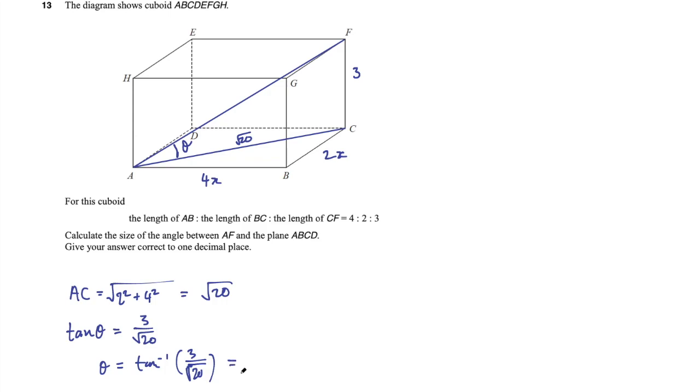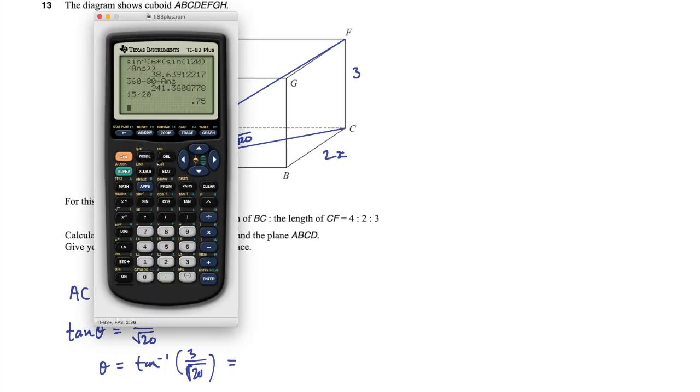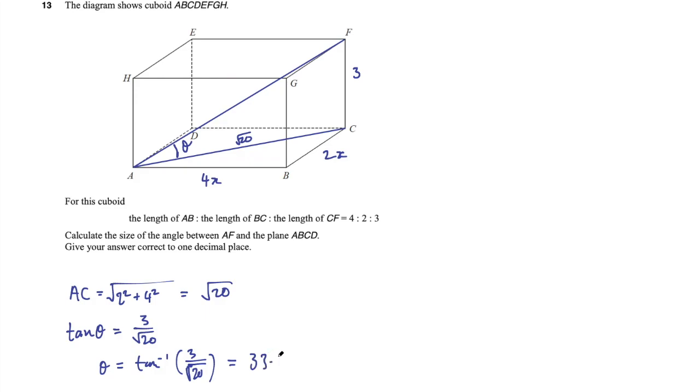Okay, so then put that into your calculator. The inverse tangent of 3 over square root 20, and I get 33.85 and so on, which rounds off to 1 decimal place to 33.9 degrees, and that's your final answer for that question, and that was a 3-mark question.